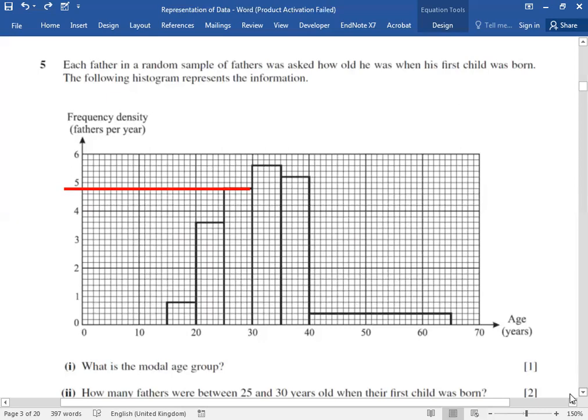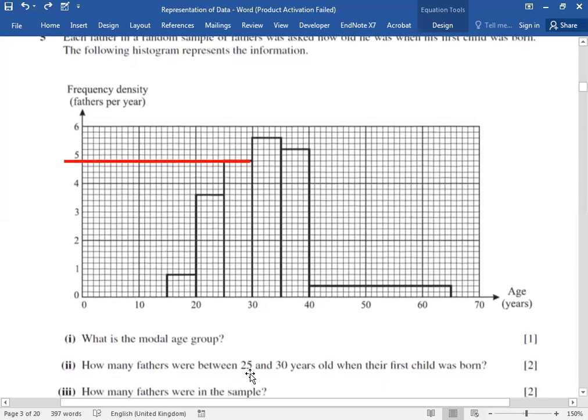Then the question is asking how many fathers were between 25 and 30 years old when their first child was born? 25 and 30. So the question is asking us the area for this one. 4.8 इसकी height है और width है कितनी इसकी? 5. 4.8 into 5 कर लो.